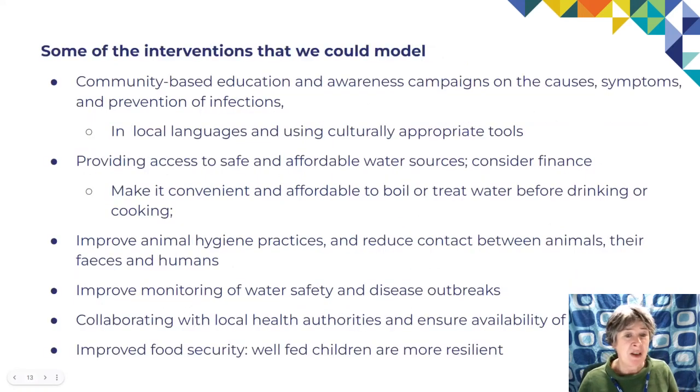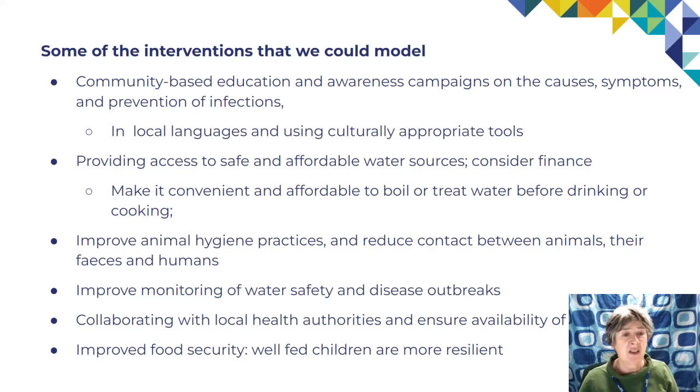We already mentioned some of the interventions that we could consider alongside finance measures that would make these interventions feasible and attractive for local authorities to explore. So community-based education, awareness campaigns on causes and symptoms and prevention. We can explore novel forms of communication, infographics or cartoons, which could be in local languages and be culturally appropriate. One of the key interventions is ensuring safe water at the household level. Subsidies for domestic filtration or chlorine tablets could also be explored.